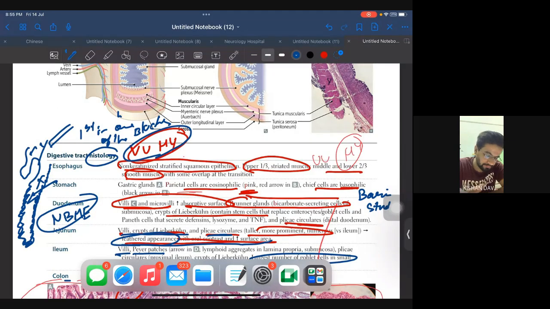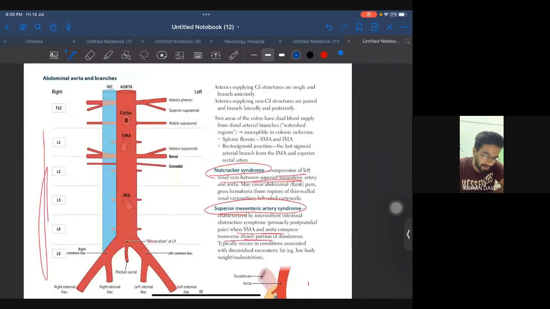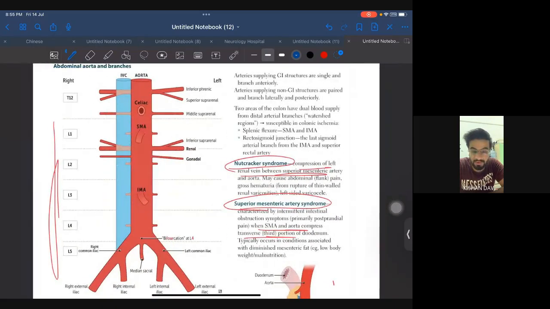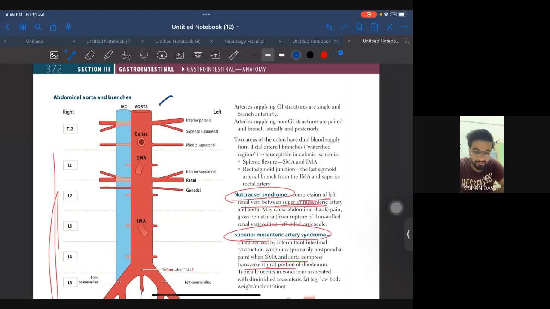All right. Moving ahead, abdominal aorta and branches. Yes, they ask about the abdominal aorta and branches here. In this, they have just given the diagram. They haven't explained anything. So if you have your anatomy notes that you studied, just give it a read over there. Okay, all the important points regarding abdominal aorta and branches and everything.